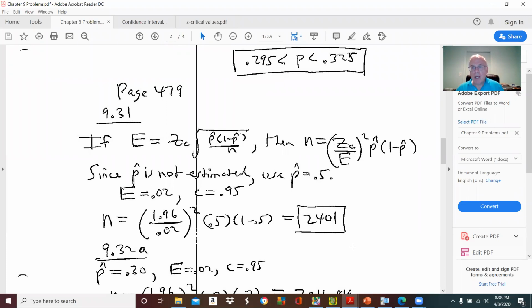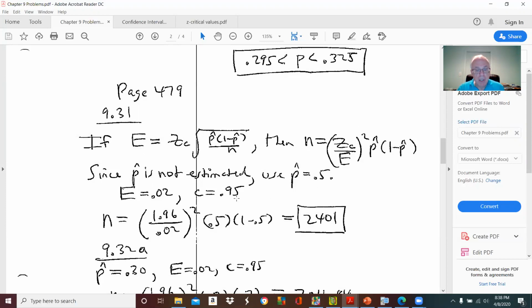Now, if you are not given any estimate for p hat when you're trying to find a minimum sample size, what you must use is 0.5 for your estimate of p hat. So this is your margin of error formula: critical value z times the square root of p hat times 1 minus p hat divided by n. Again, if you solve for n, you square both sides and solve for n, you end up with this formula.